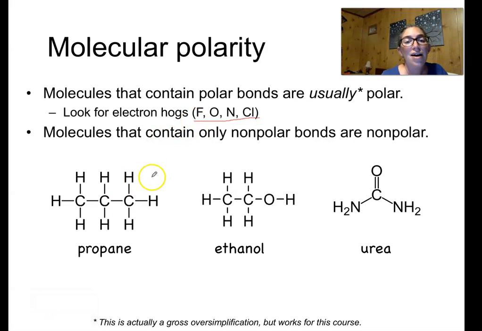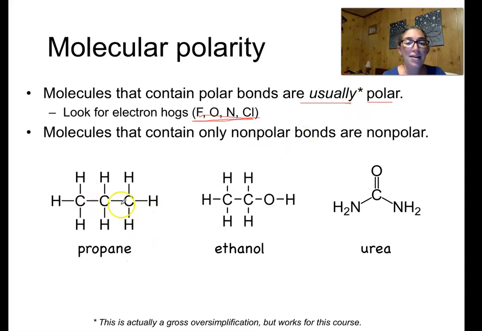FONCL, all right, and so a general rule of thumb that you can use in this class, and this isn't always true, but to simplify it for this class, molecules that contain one of the electron hogs, we're going to say are polar. They usually are. There are exceptions, but we're not going to get into those exceptions in this level of chemistry.